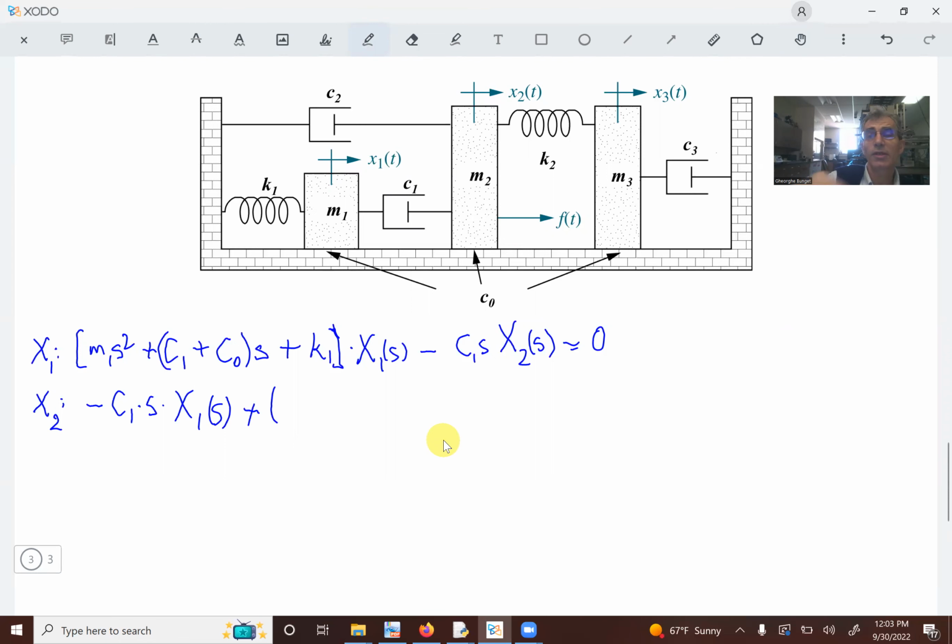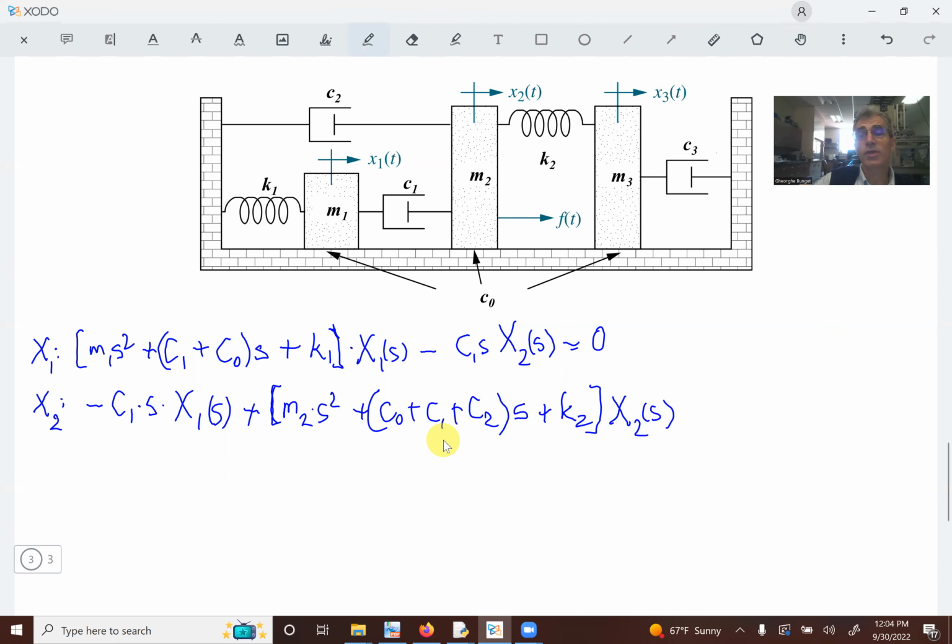everything that's about this x2 state. So that will be an inertia term, m2 times s squared. Then I have a damping term here, another one here, and another one there, three damping terms. So that would be, say, C naught plus C1 plus C2, all of them multiplied with s. Then I have one spring, one stiffness, plus K2. And everything in here is multiplied with that displacement x2 of s.